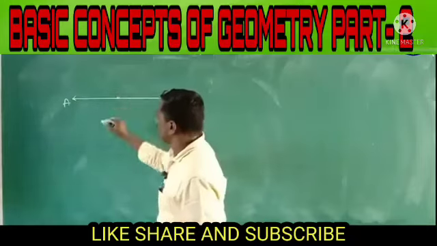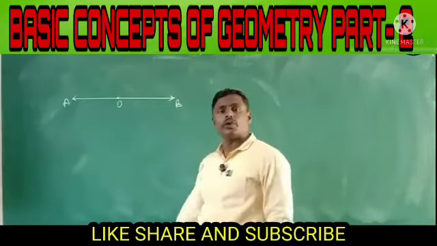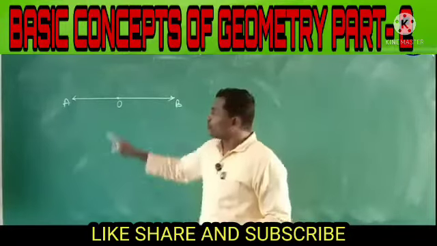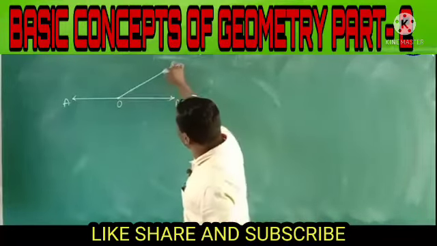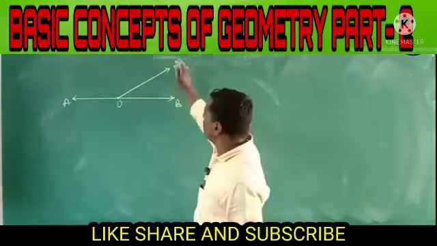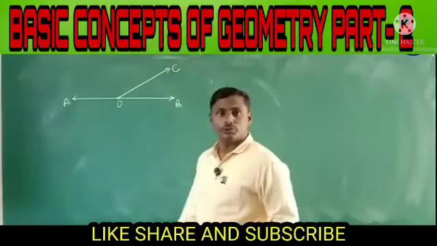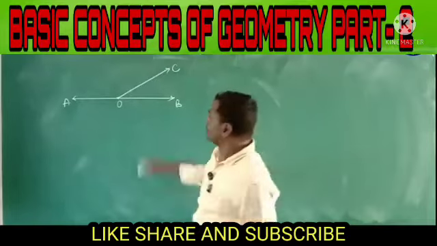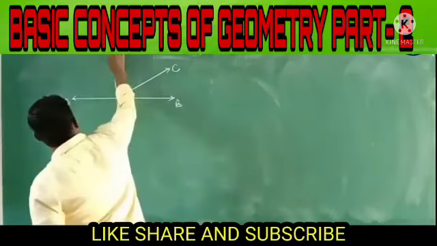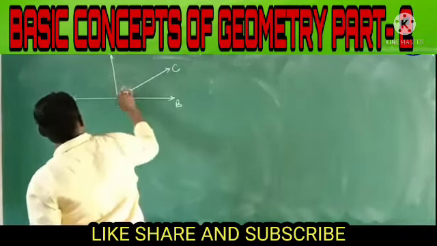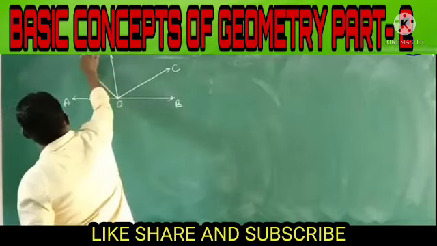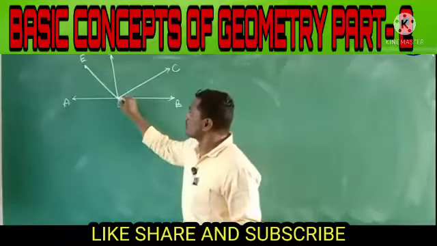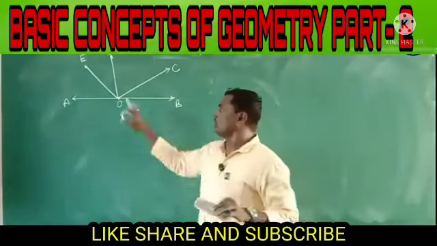Take one point here. O is the point which lies on the line AB. From this point, one ray travels in a particular direction. OC is a ray which passes in one direction. Next, take one more ray, OD. Next, OE. So these are all rays which pass from the same point O.